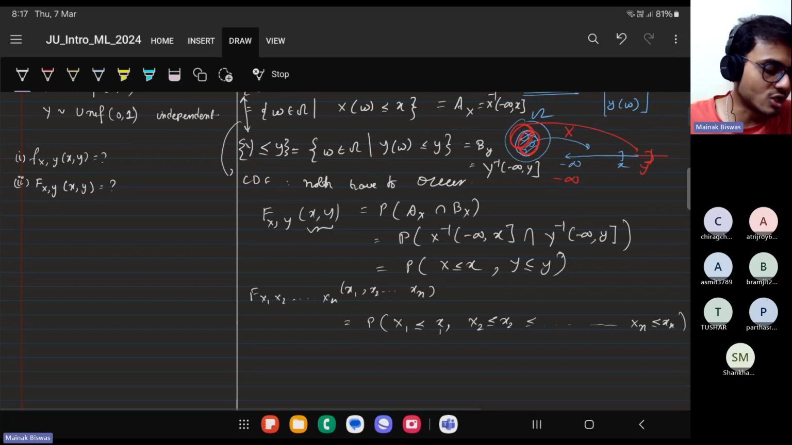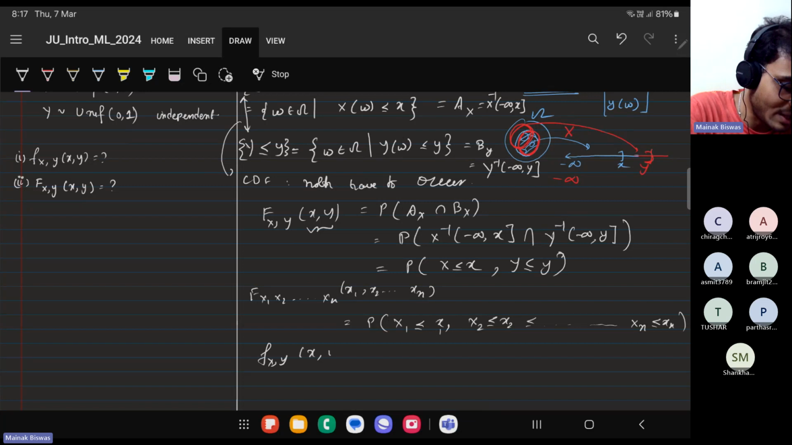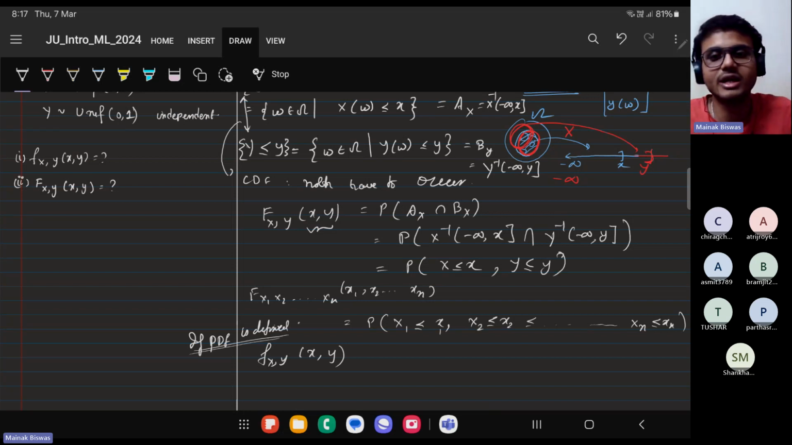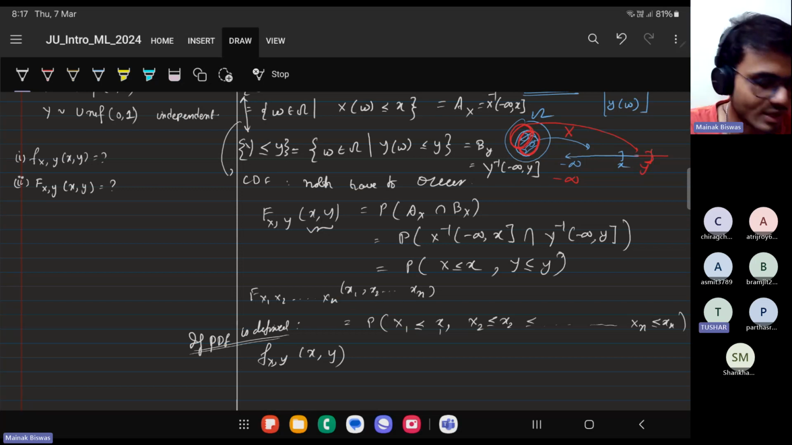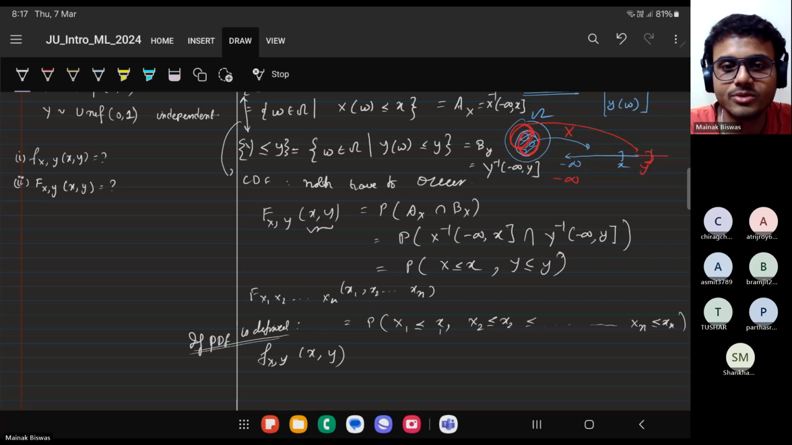So if you have understood, tell me how will you define a PDF? I have told you if the PDF is defined, how will you define it? It's always easy to define CDFs, but PDFs we have already defined in terms of the CDF. How will I translate it to multiple variables? If the derivatives exist, how will I define the small f of x, y, of the dummies x and y, the PDF?